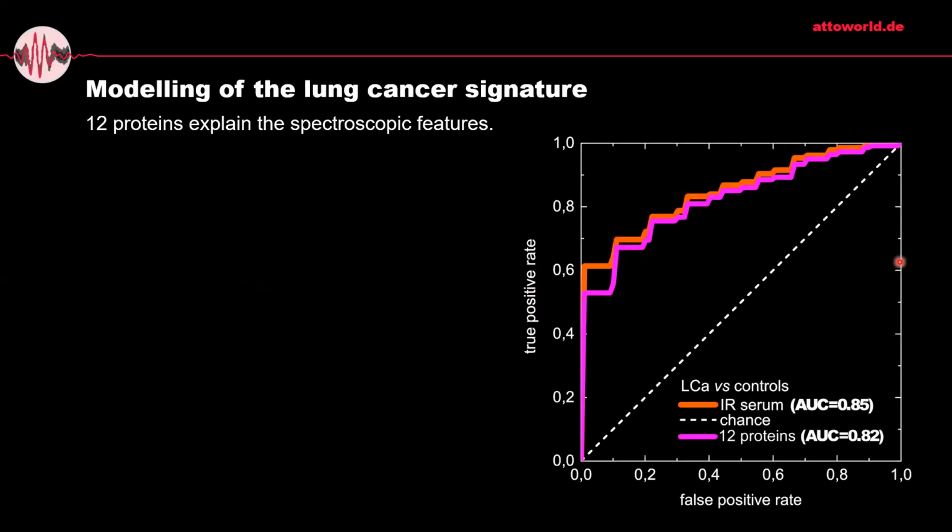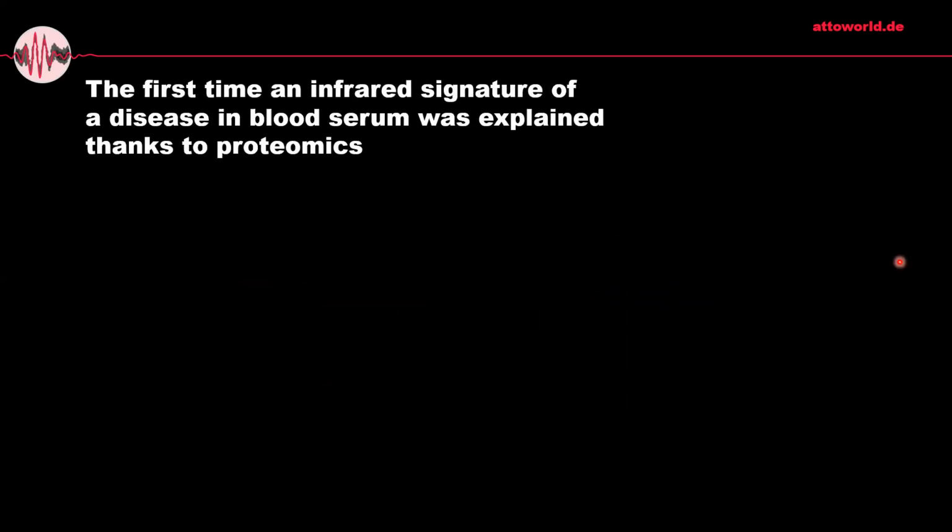We also compare the ROC curves, and with our 12 proteins, we can get almost to the same AUC value, 0.82. So that's within the error bar of what we measure in our infrared spectrum. From the spectroscopic perspective, from the perspective of our group, the conclusion is very simple. It's the first time that an infrared signature of a disease in blood serum was explained thanks to proteomics, or thanks to any other technique, actually.